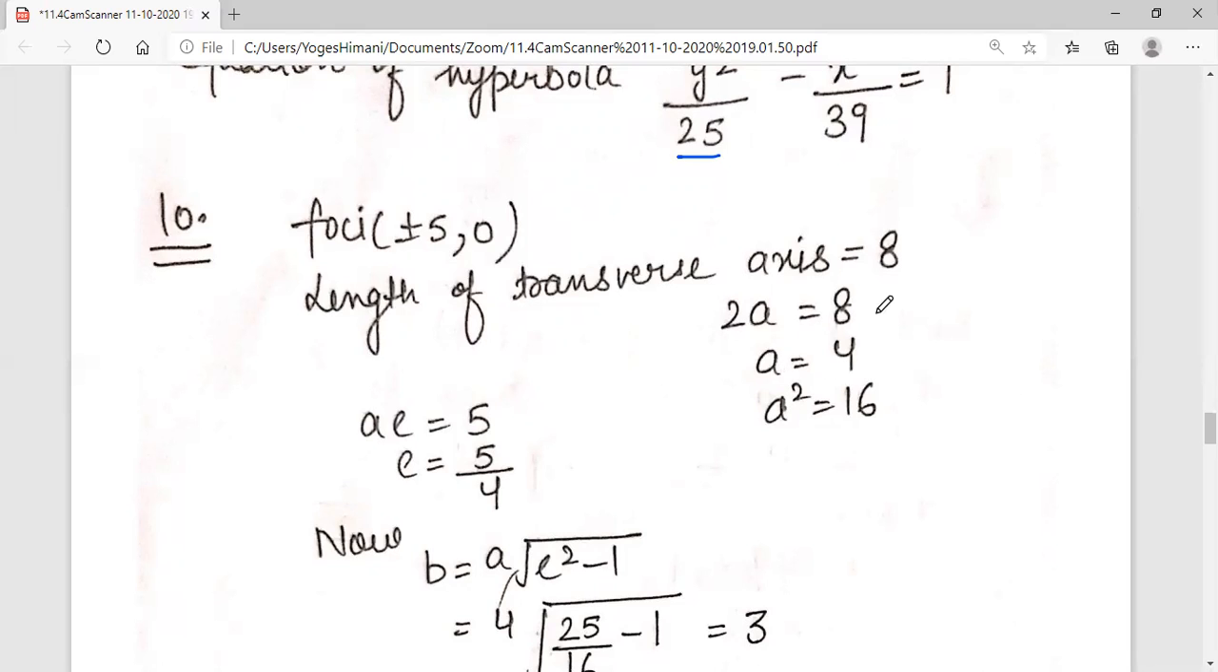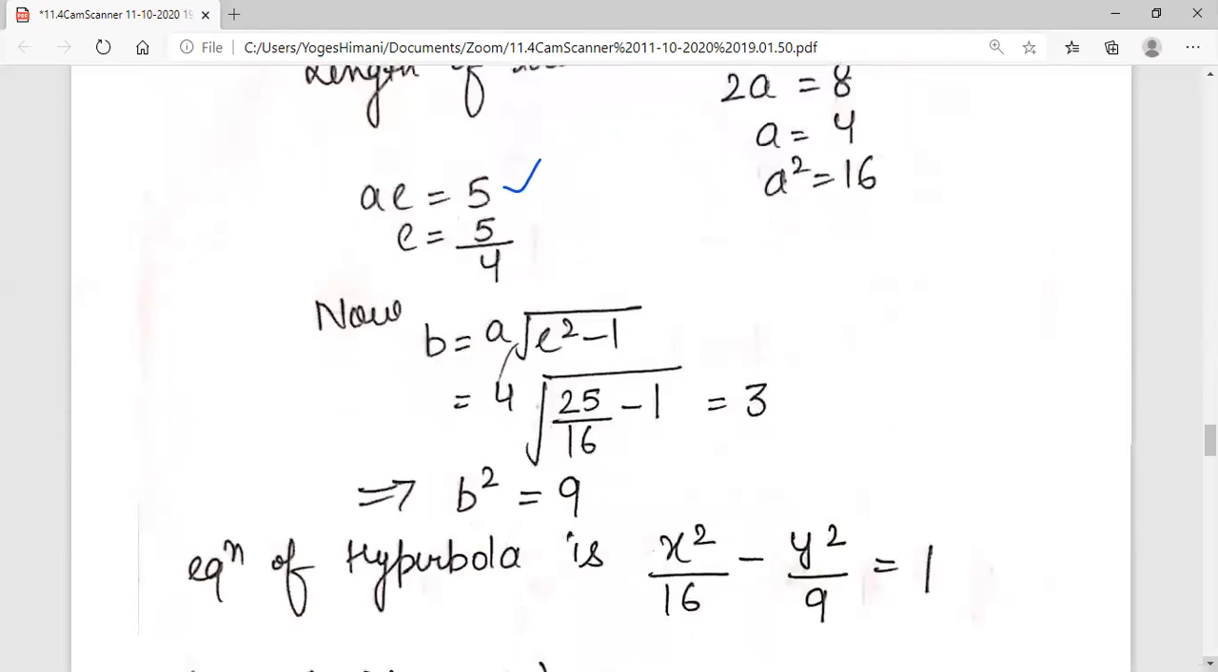Then a square is 16. Again the focus point. What is the formula for the focus point? ae. c is 5. Put the a value. e came 5 by 4. Now we need b. How will b come? a under root e square minus 1. Put the values of a and e. b also came.